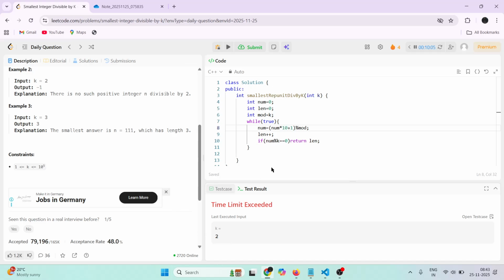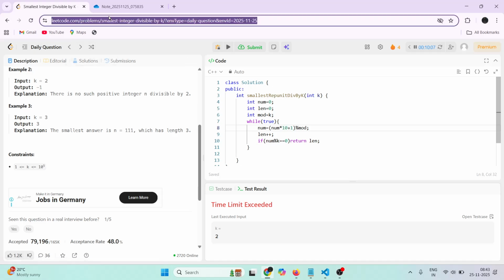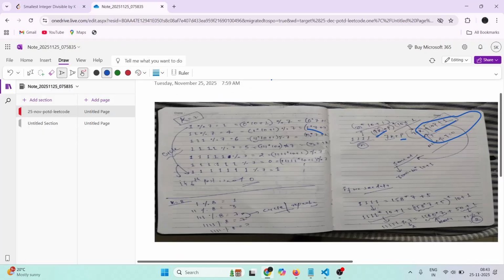Suppose k is 7, and again we come to the notes. If k equals 7, the remainders are 1, 4, 6, 5, 2, 0 and 1. So whenever the remainder is 0, that means we got the answer, and we can calculate and return the length. Okay, that is the first thing.